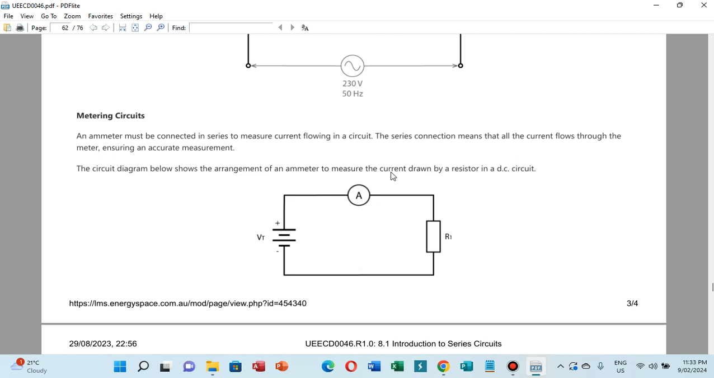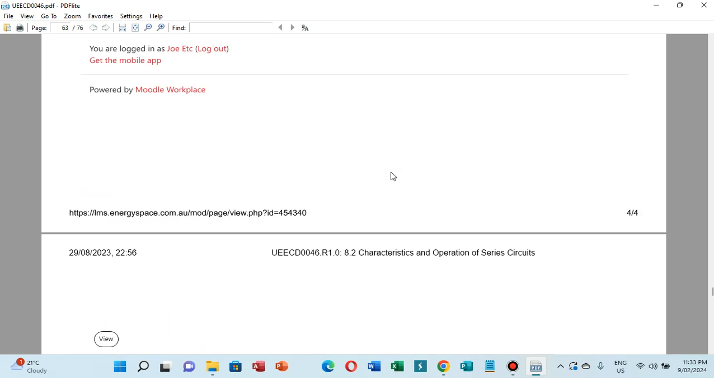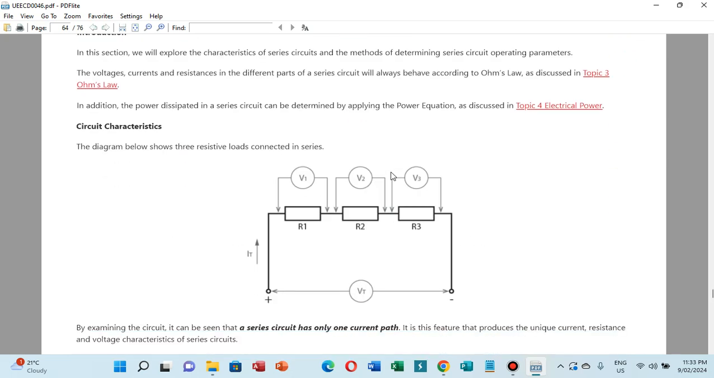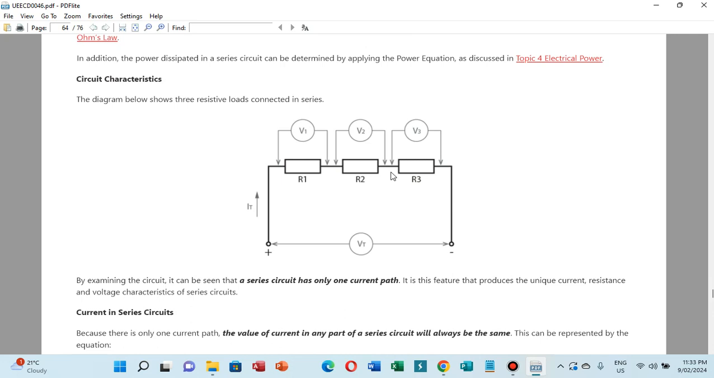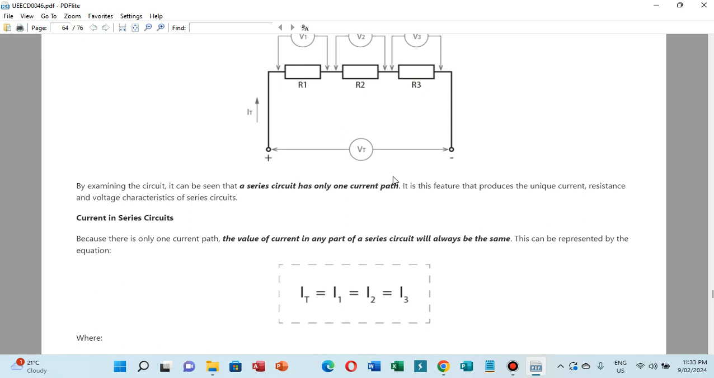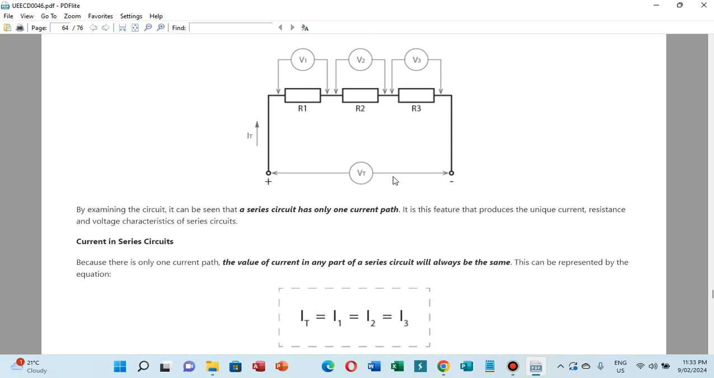Now, the ammeter will show the electricity on the machine. And also the circuit characteristic. When you connect the circuit and connect the resistors in series, three resistors R1, R2, R3 are connected in series. In this case, the same electrical current flows. Therefore, I equal to I1 equal to I2 equal to I3.